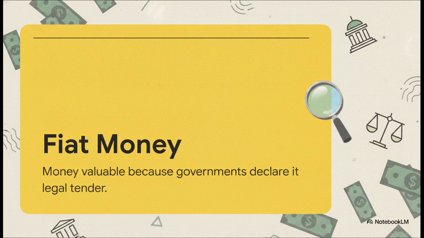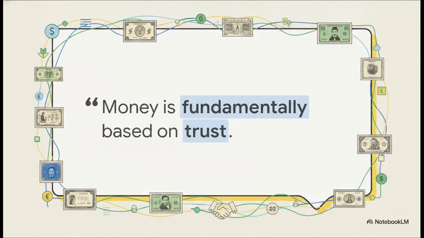Today, our modern currencies are what we call fiat money. This means your paper bills are no longer backed by gold or silver at all. Instead, they derive their value purely because the government declares them legal tender and because people trust them. Because without that trust, a paper banknote is literally just a worthless piece of paper with a nice drawing on it. The entire modern financial system functions simply because we all collectively believe it works.